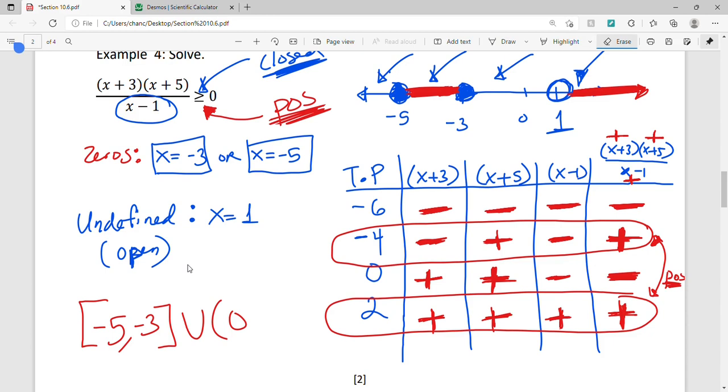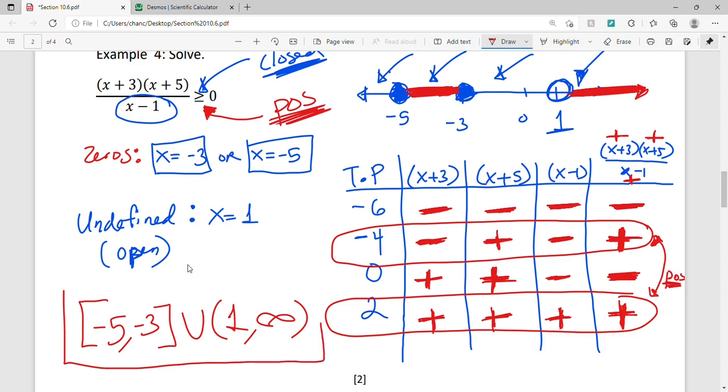Actually, it's a 1, so let's change that to a 1. The open parenthesis is for the 1, and it goes to the right forever. So this is our solution. Square bracket, negative infinity, comma, negative 3, square bracket, union, a parenthesis 1, comma, infinity, with a parenthesis.